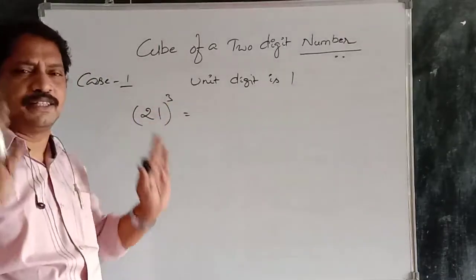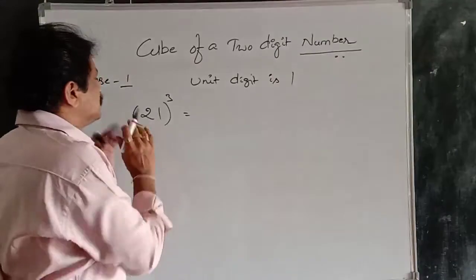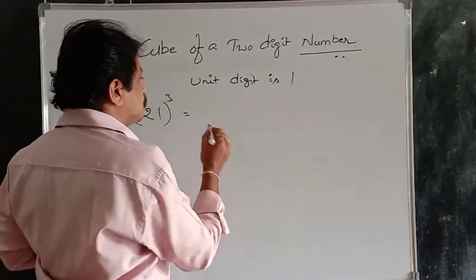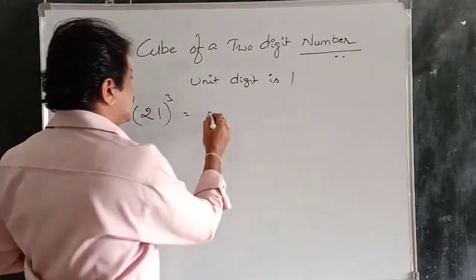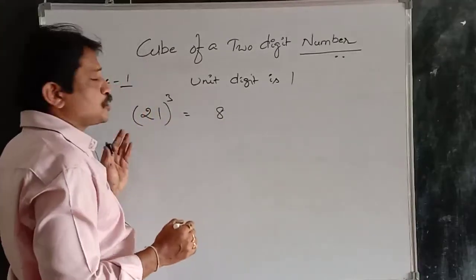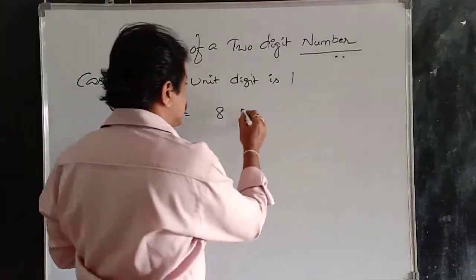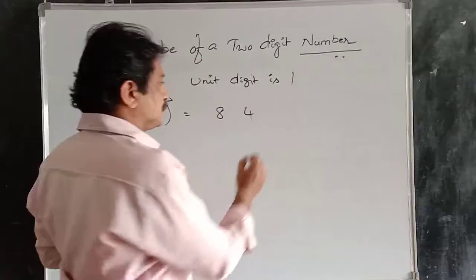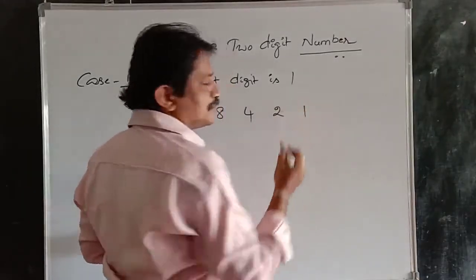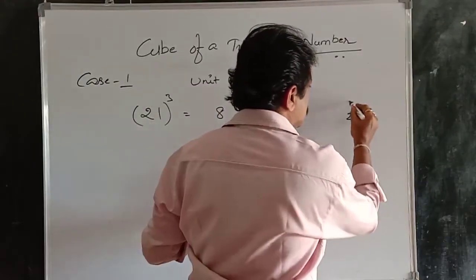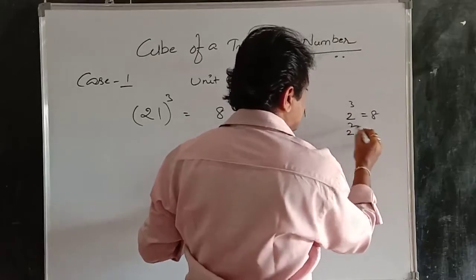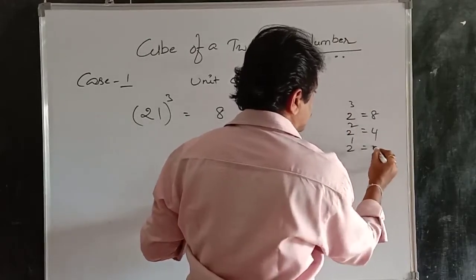Okay, what you have to do is very simple. Cube the 2. 2 cube, 2 of 2, that is 8. Next, 2 square, 2 of 2, that is 4. Next, 2 itself, 2. 1 cube itself, 1. You know that 2 cube is 8, 2 square is 4, 2 power 1 is 2.